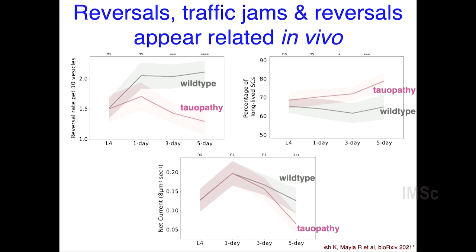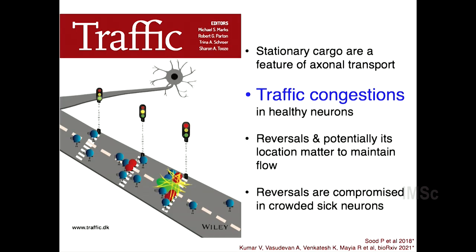In conjunction with that, I'm not saying that there is a direct one-to-one role for this, because we do need many more experiments, but it's very suggestive that your number of stationary cargo slowly increases in this animal, and the net current begins to go down in keeping with the reduction in reversals. And in fact, you can say further that your reduction in reversals seems to occur earlier than the kinds of changes that you see in current. So from this work, we concluded that stationary cargo are a feature of axonal transport, and traffic congestions occur in healthy neurons, much like they would on even normal roads, and reversals and potentially their locations might matter.